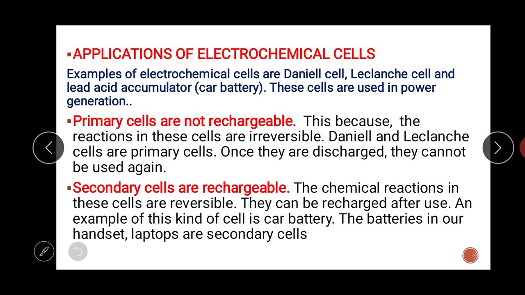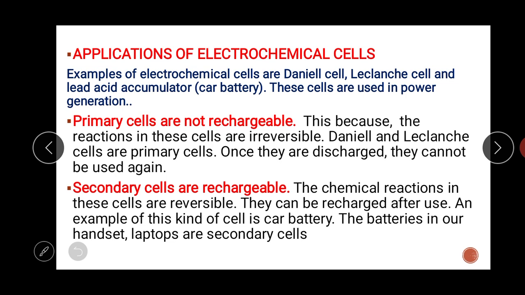Examples of electrochemical cells are Daniell, Leclanché, and the lead-acid accumulator, that is the car battery. These cells are used in power generation. What are the applications? We have primary cells and secondary cells. The primary cells are the cells that are not rechargeable, while the secondary cells are the cells that are rechargeable.